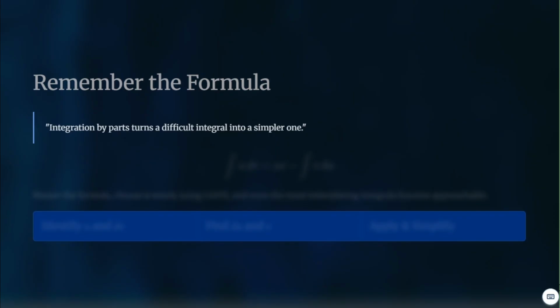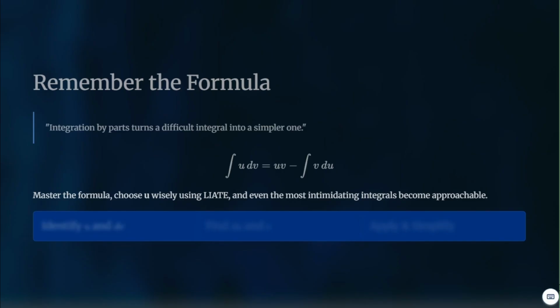Integration by parts turns a difficult integral into a simpler one. Remember the formula. Integral of u times dv is equal to uv minus integral of v du. Master the formula, choose u wisely using the LIATE rule, and even the most intimidating integrals become approachable.